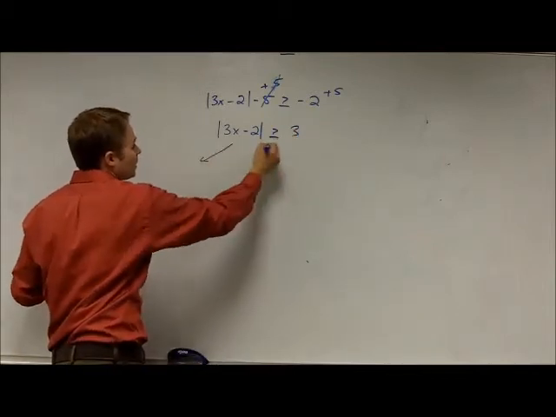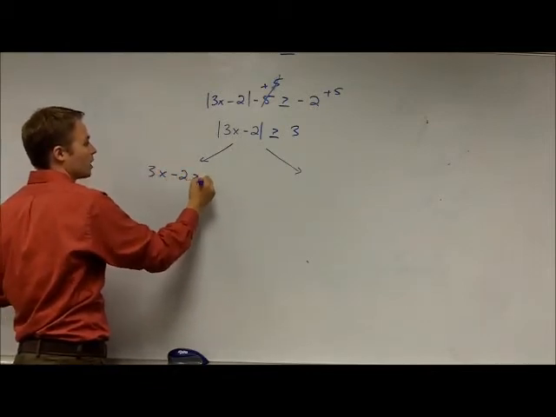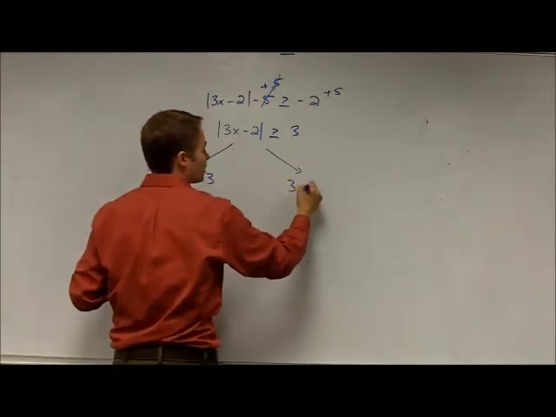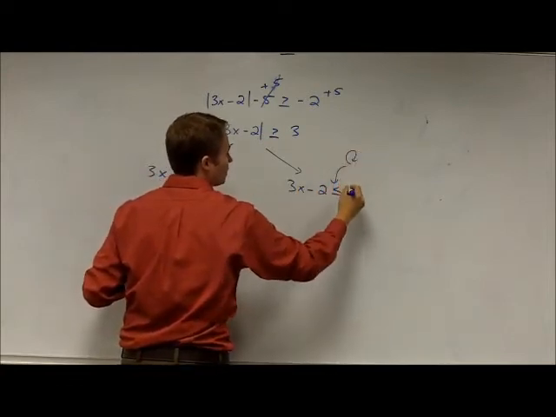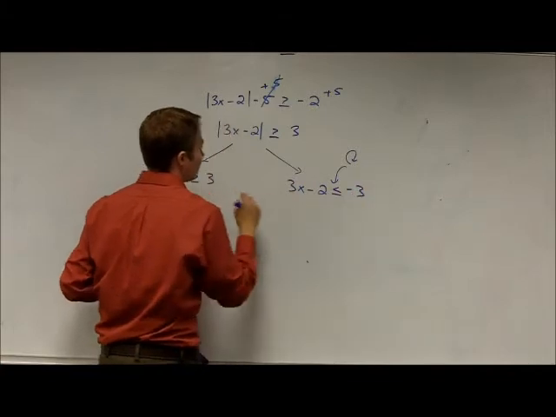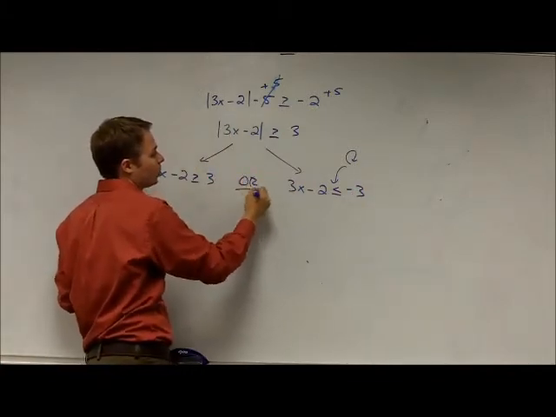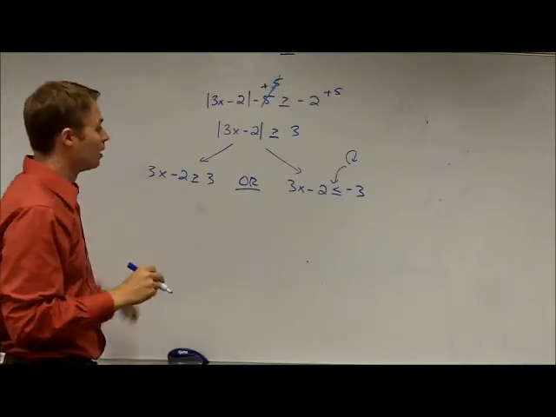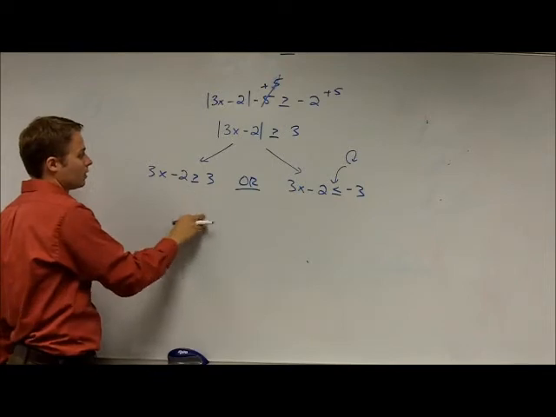Now I'm going to split this up the same way, so this will be 3x minus 2 greater than or equal to 3, and then 3x minus 2, flip the sign, is less than or equal to negative 3. But since I was dealing with a greater than symbol at the beginning, I'm going to put the word or right here. You'll see why this makes sense when we get to the end of the problem. So from here, I'll just solve this like normal.